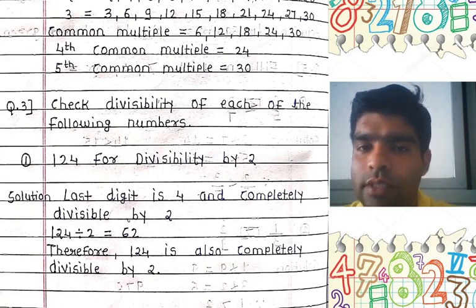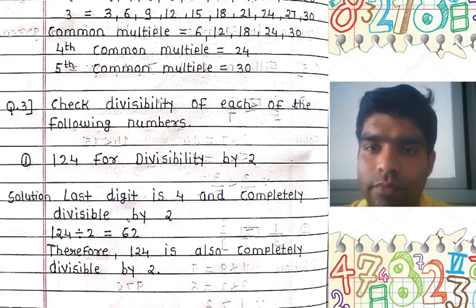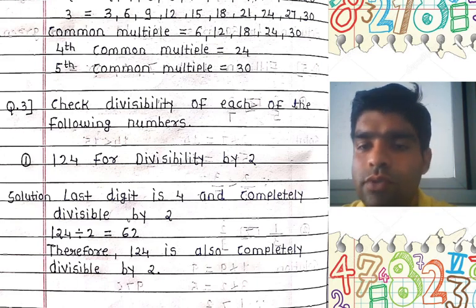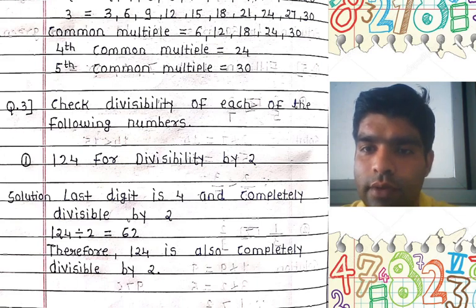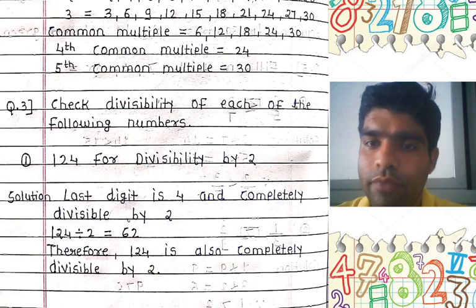Definitely, 4 is completely divisible by 2, so we have to use the simple division method. Here 124 is divided by 2, and we use the simple division method.